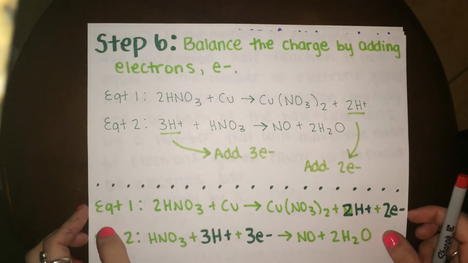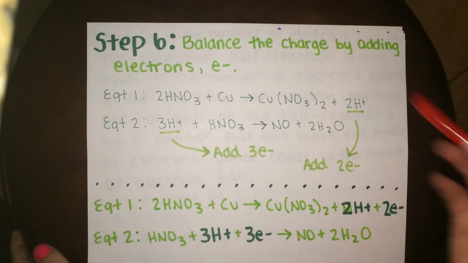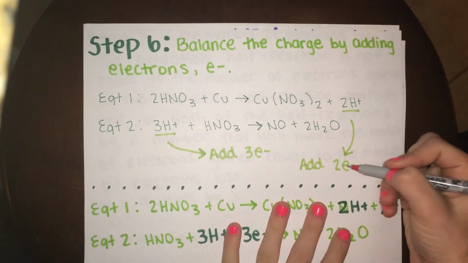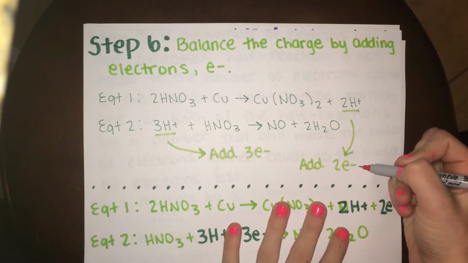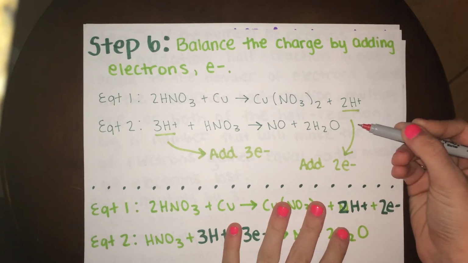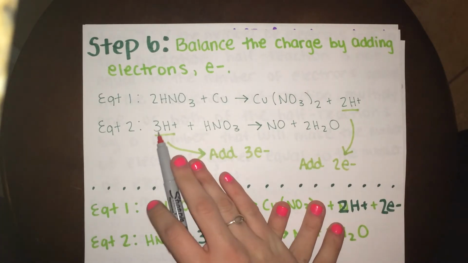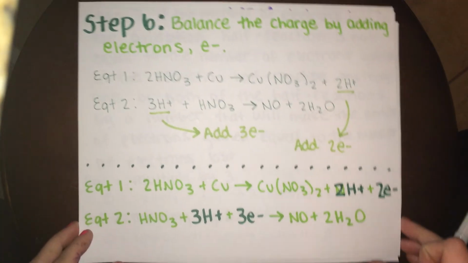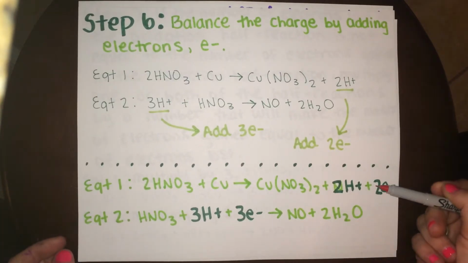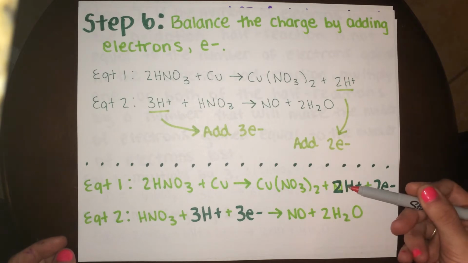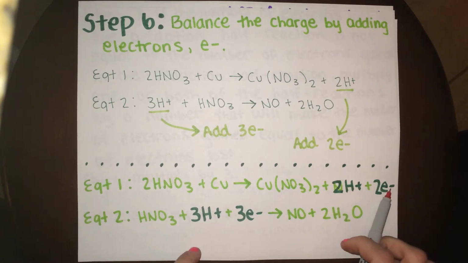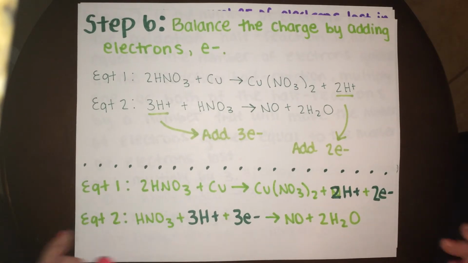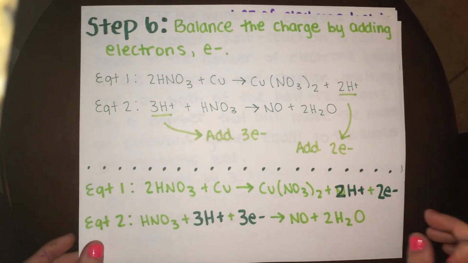Step 6, balance the charge by adding electrons. Electrons have a negative charge, so you're going to balance the charge because this makes them positive. You're going to add 2 negative electrons, making it cancel out, and then there's 3 plus here, so you're going to add 3 minus, making these cancel out. These 2 will be your new equations, equation 1 and equation 2. You added the hydrogen, which is plus, and then the electrons, making it positive and negative, but they equal 0.